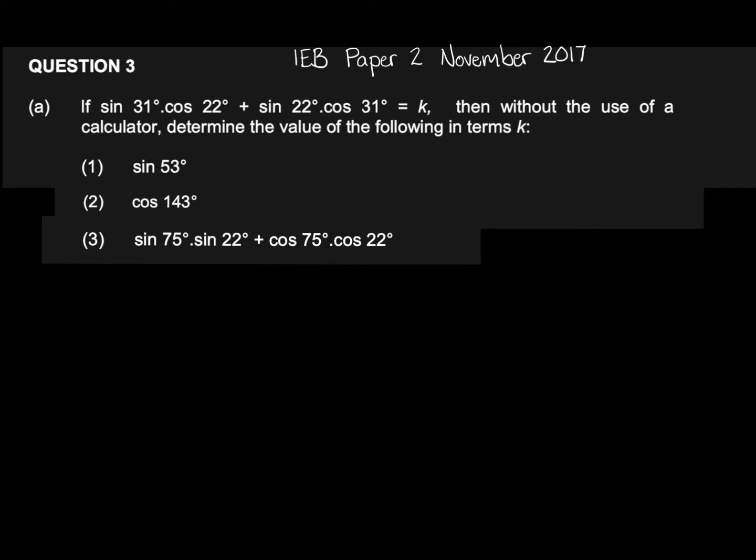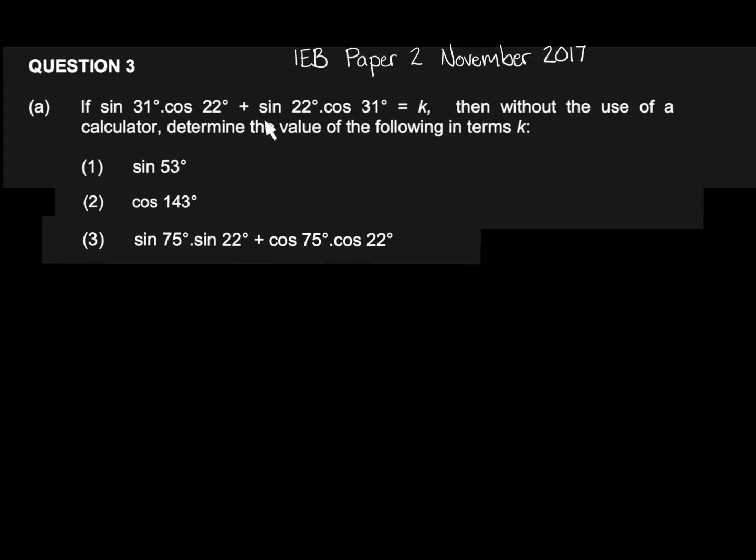So we are busy going through questions that involve trigonometry. These questions have been taken from the IEB Paper 2, November 2017. This question is a very typical question, and you're guaranteed to get one in any kind of final exam, where you've got to write certain ratios in terms of a variable, and the variable is usually k.